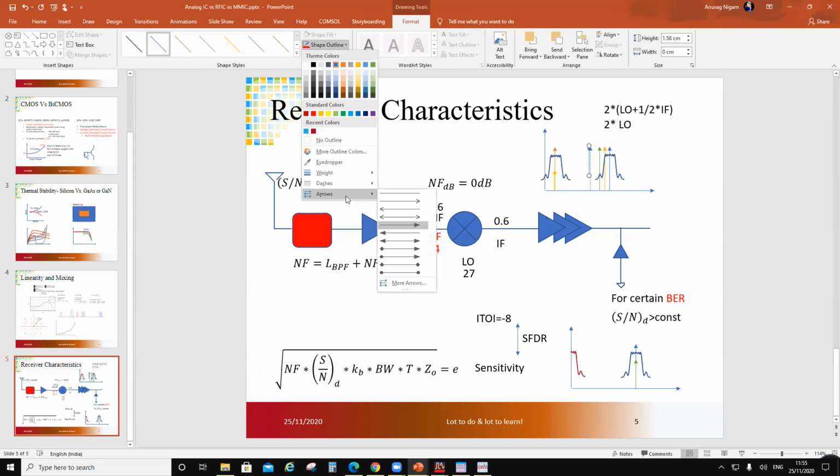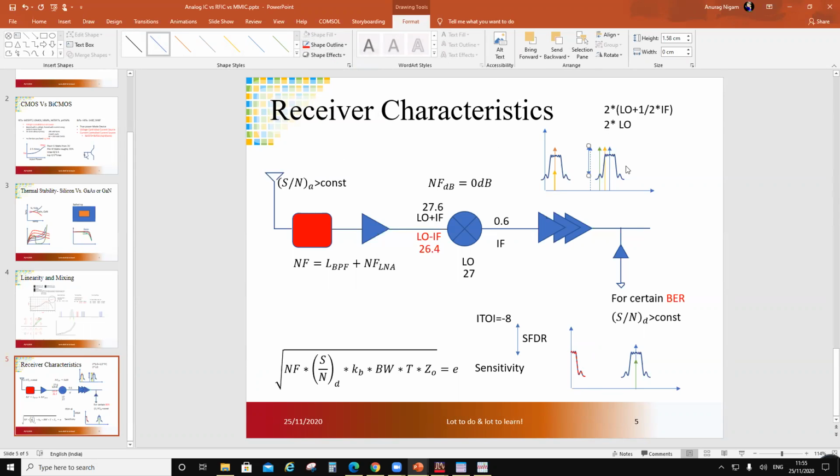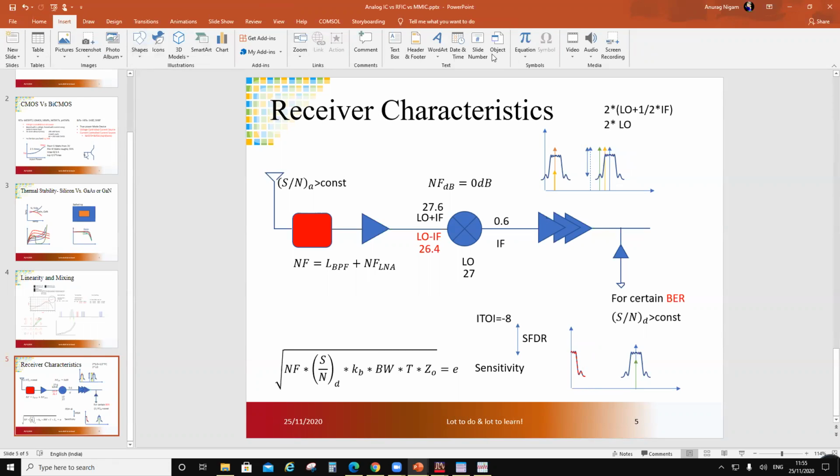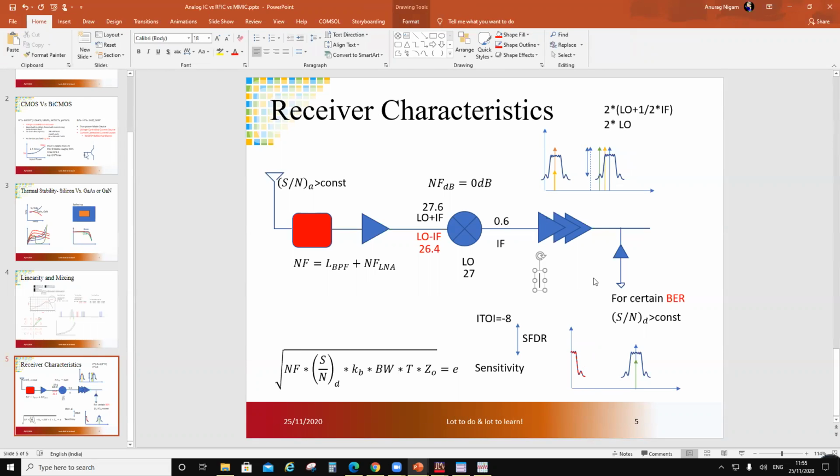So let's put it here. Okay, so now this is 80 dB lower. So this signal, which came out of the mixer, was blocked by 80, so it was minus 80 dBc. Correct? Now, I had a blocker at the same frequency. So I had a blocker at this frequency.